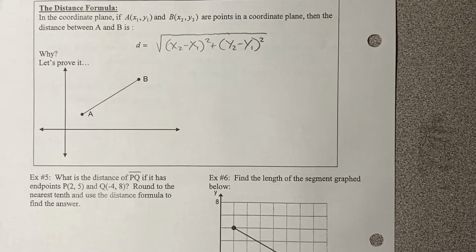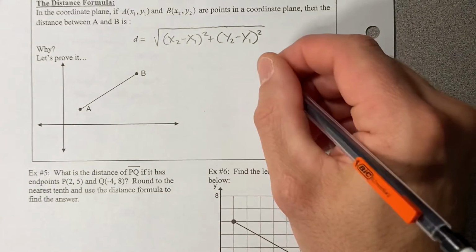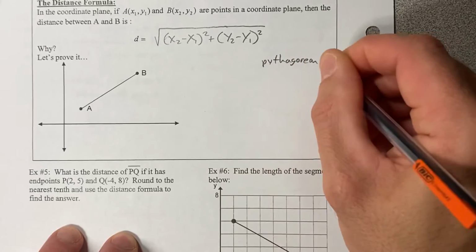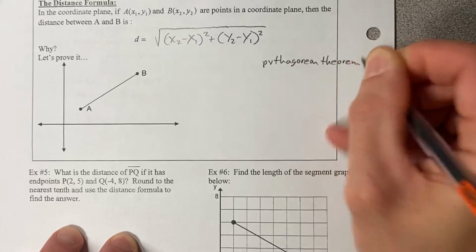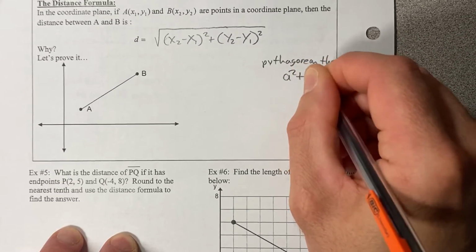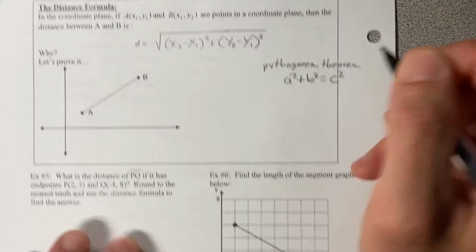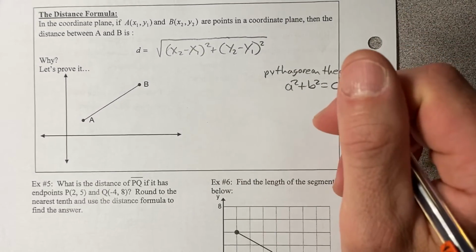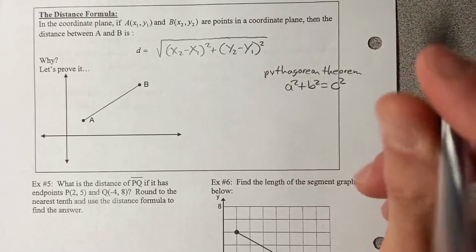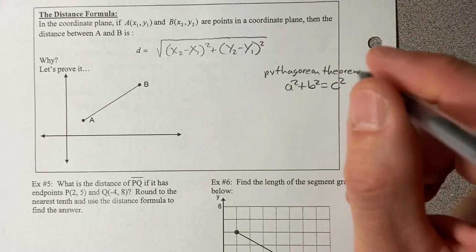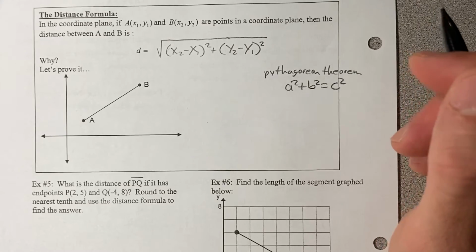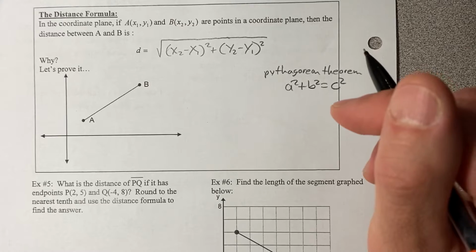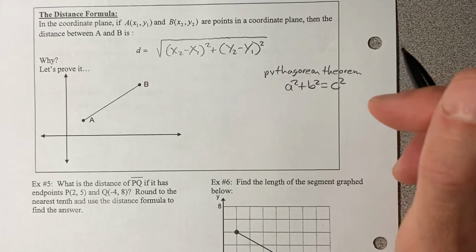Now, if you recall, the Pythagorean theorem is a squared plus b squared equals c squared. And of course, you can flip that around if you'd like, if that's the way you learned it. But do you recall what kind of shape the Pythagorean theorem was used for? Well, ideally, you'll remember that it was used to figure out sides on a right triangle.